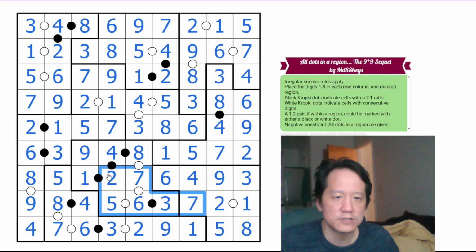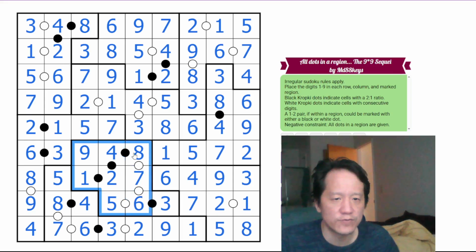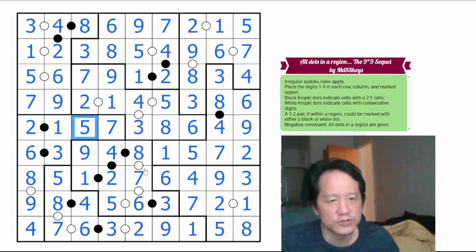Irregular region Sudokus can be difficult sometimes, but this one seemed pretty straightforward. And then with the restriction of the negative constraint, that was actually fairly interesting. Though we didn't use the negative constraint very much. It was just using the black and white dots.